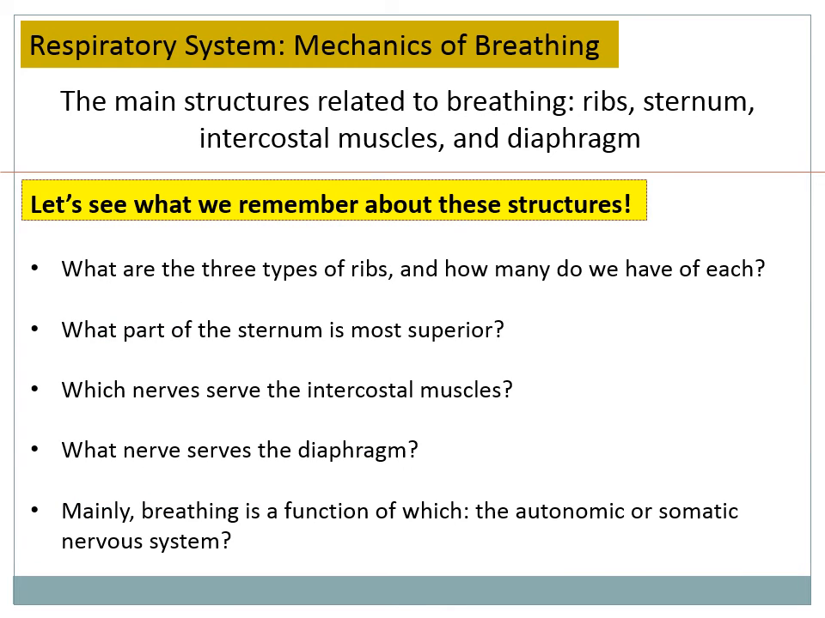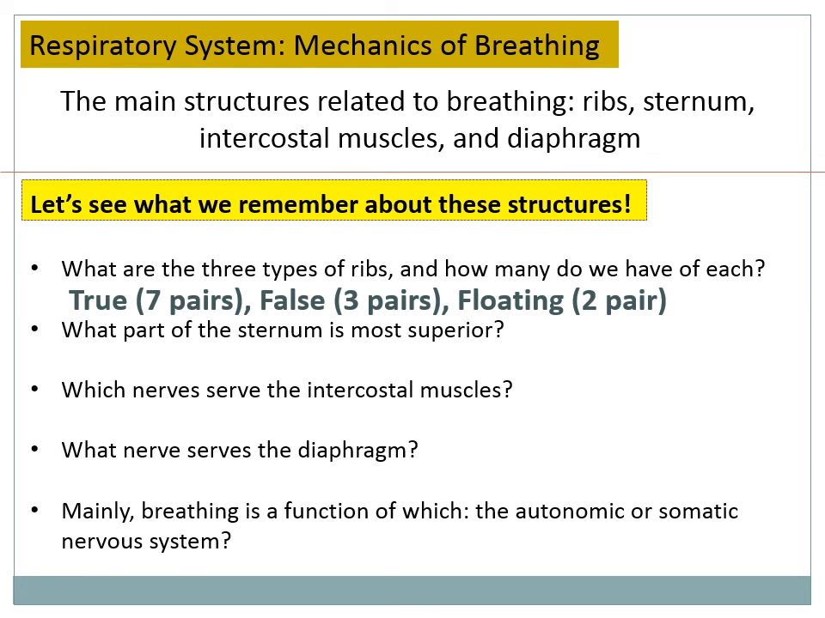So the main structures related to breathing are the ribs, the sternum, our intercostal muscles, and our diaphragm. So I want to see what we can remember about each one of these structures. So there are 3 types of ribs. What are they and how many do we have of each? All right, so we do have three types. The three types are going to be our true, our false, and our floating ribs. We have 7 pairs of true ribs, 3 pairs of false ribs, and 2 pairs of floating ribs. Hopefully that's something that you kind of remember.